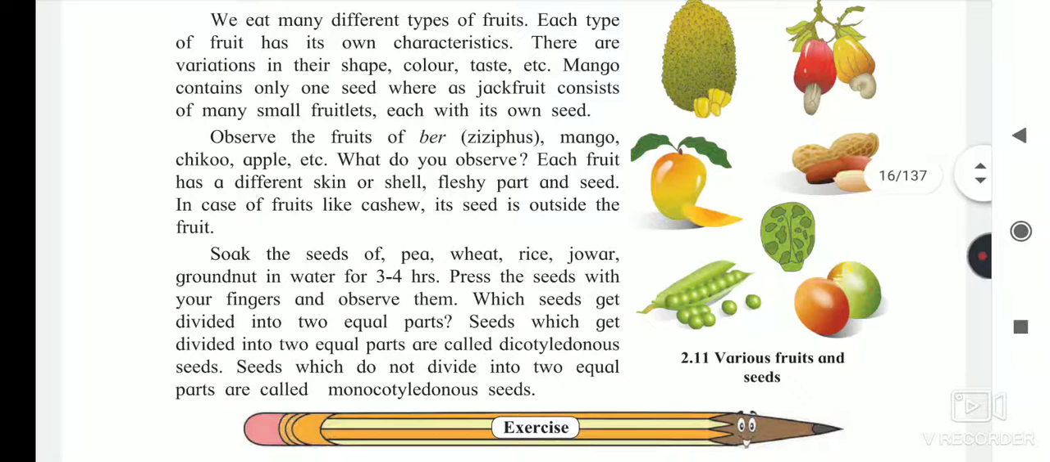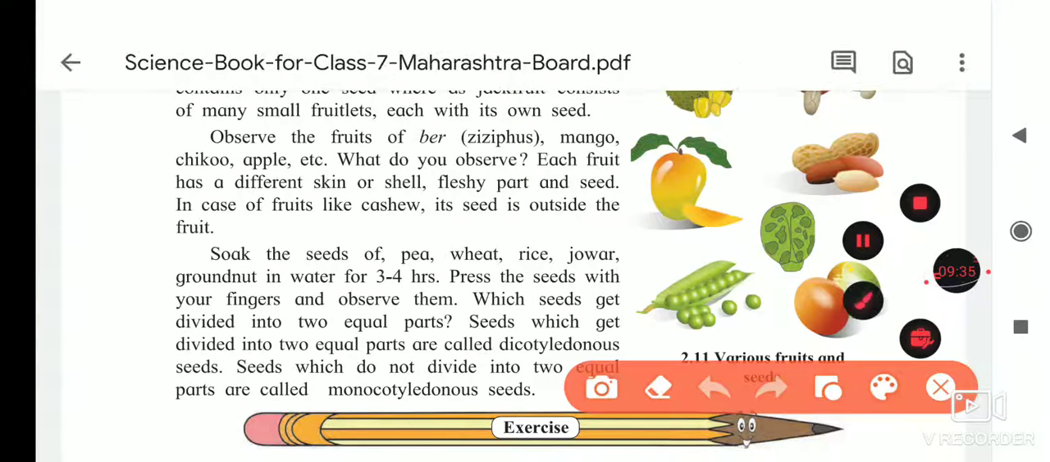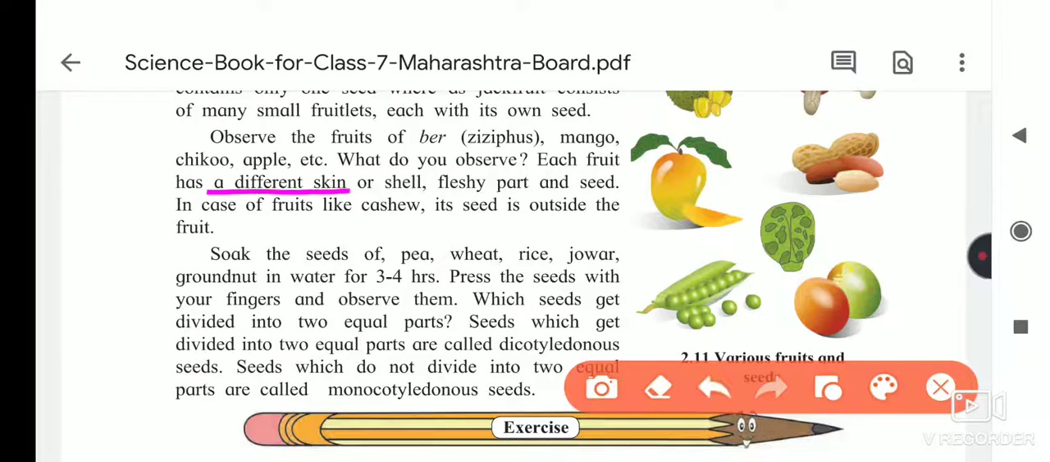Now observe the fruits of bear. What is the scientific name? Ziziphus. Mango, chiku, apple, what do you observe? Each fruit has a different skin or shell, its outer coverings are also different. If you see the mango, its covering is different, chiku is different, apple is different, so they have different types of coverings.